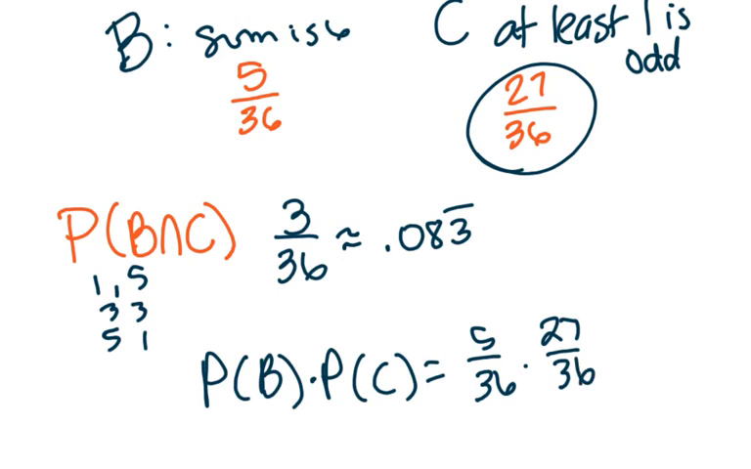If we look at the probability of B times the probability of C, that's going to be 5/36 times 27/36. And if you put that in your calculator, you're getting about 0.104. And those are not very close. So they're more than 100th. And so we would say that these events are dependent.